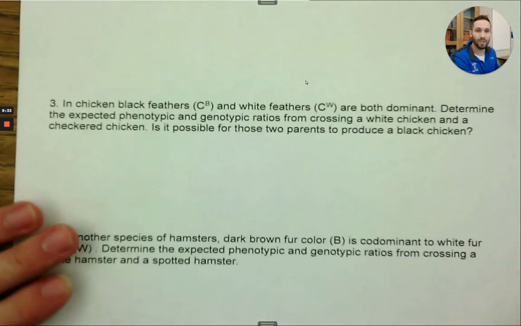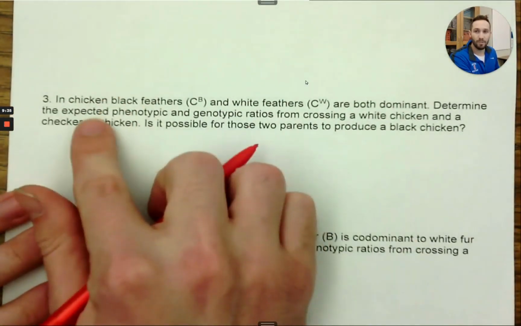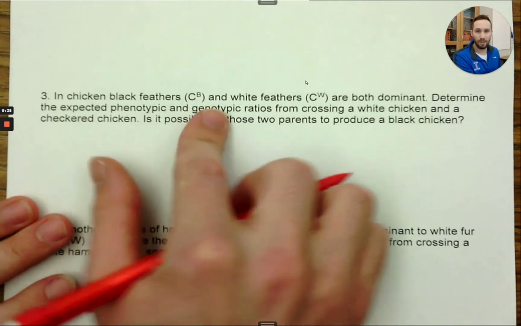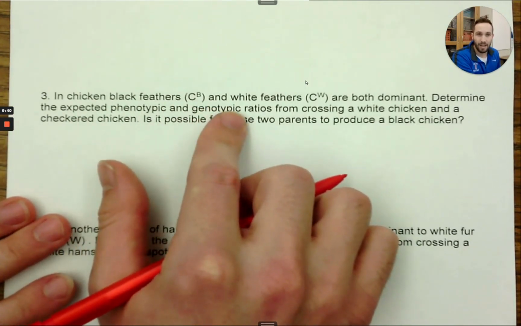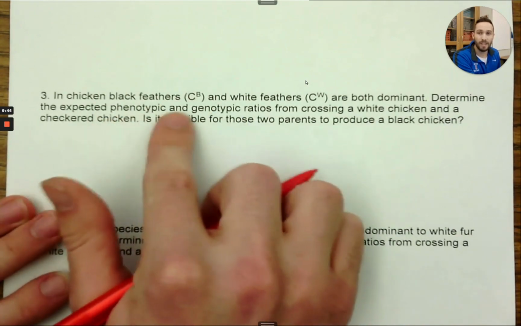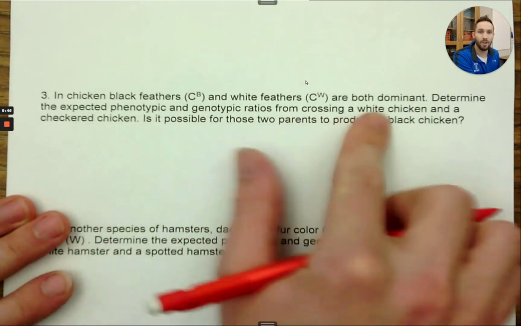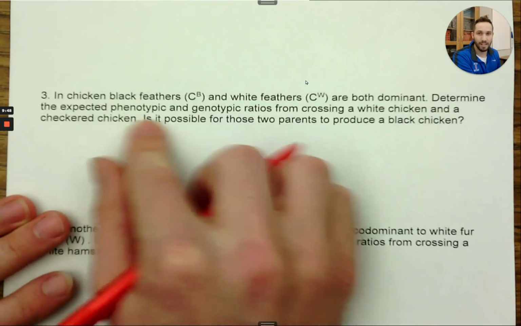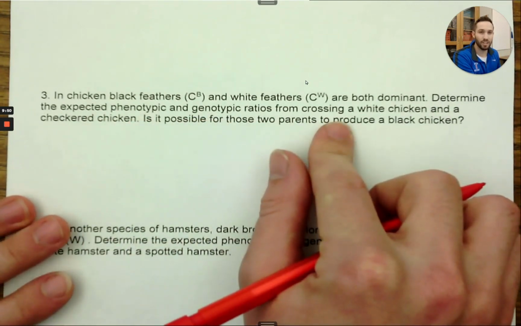But let me show you an example with codominance. So number 3 says, in chickens, black feathers and white feathers are both dominant. So this is codominance now, not incomplete dominance. Determine the expected phenotypic and genotypic ratios from crossing a white chicken and a checkered chicken. Is it possible for those two parents to produce a black chicken?